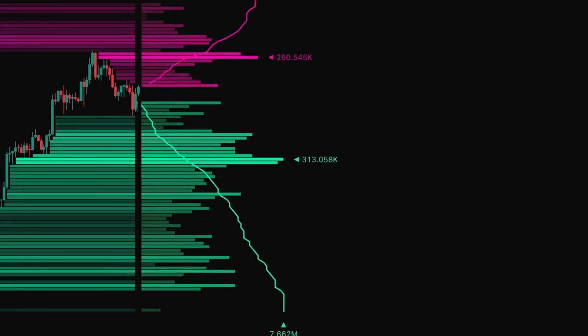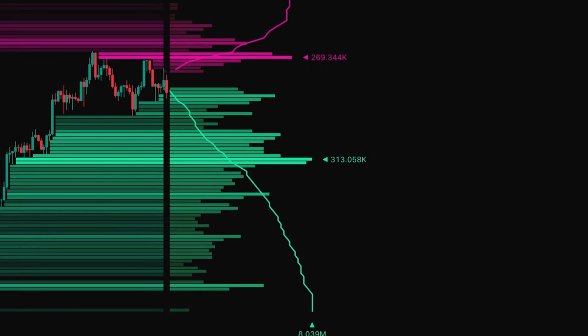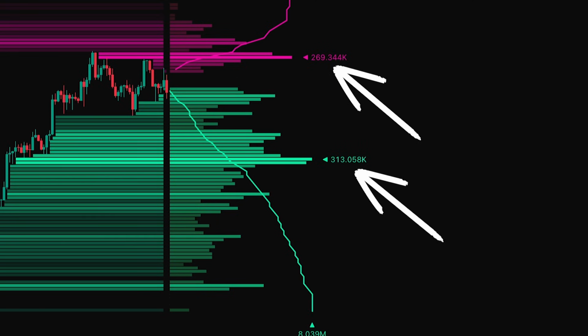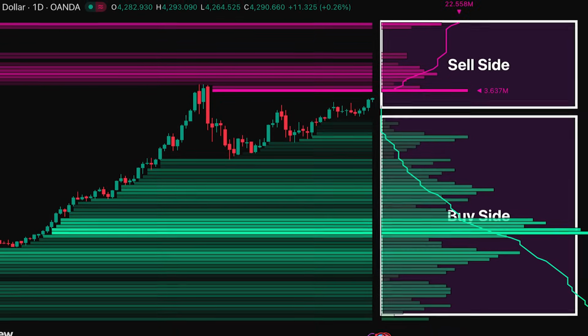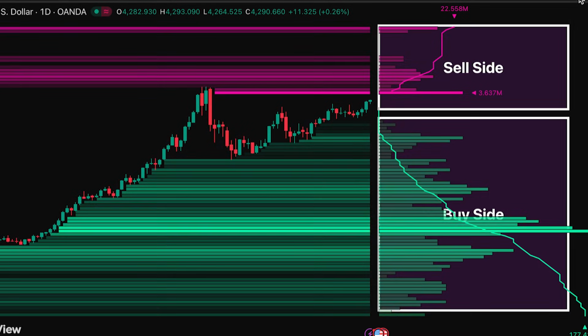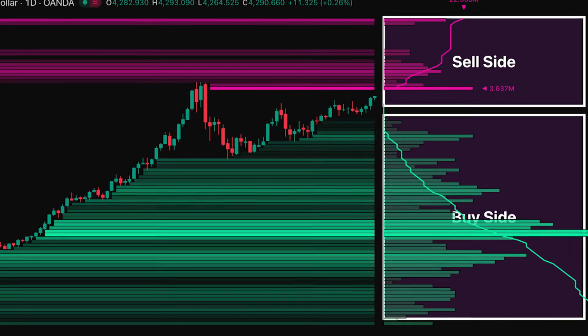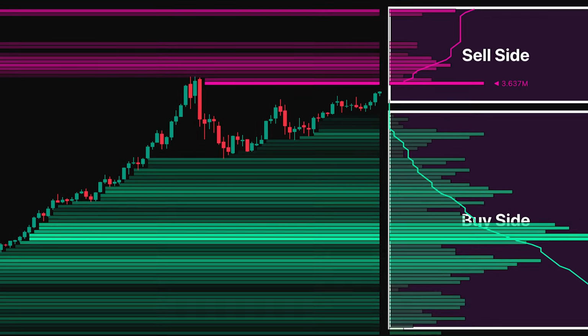POC identification. Highest volume levels on both sides are marked as POC, point of control, providing key zones of interest. Clear color coding. Gradient shading intensifies with volume concentration. Dark teal/green for buy zones, dark pink/red for sell zones.